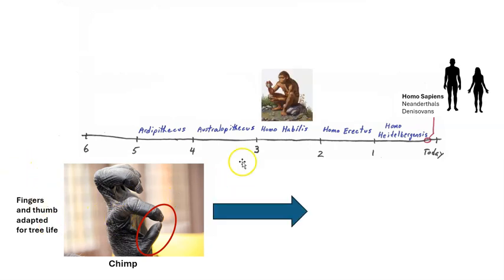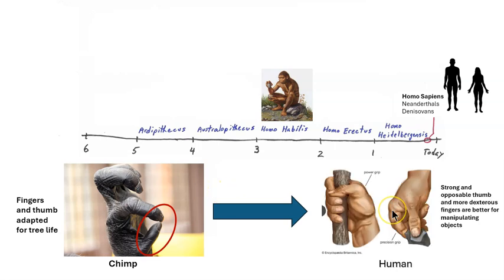But what we're going to see with the emergence of Homo habilis is a hand that starts to look more human. In the modern human hand, the fingers are smaller but more dexterous, but the thumb is larger and more powerful, and our thumb can oppose all the other fingers. So the modern human hand has a strong, opposable thumb and more dexterous fingers, and these features are better for manipulating objects. In Homo habilis, we begin to see the transition to a more modern hand.